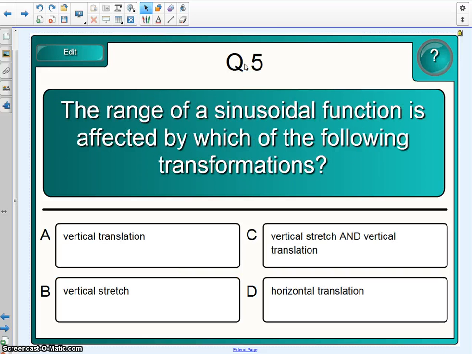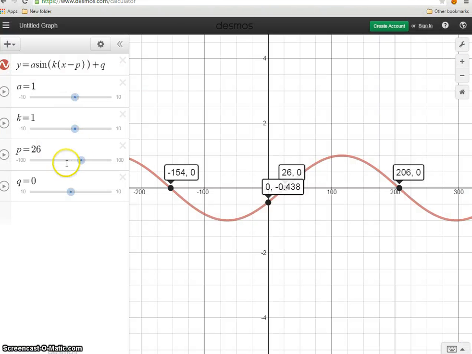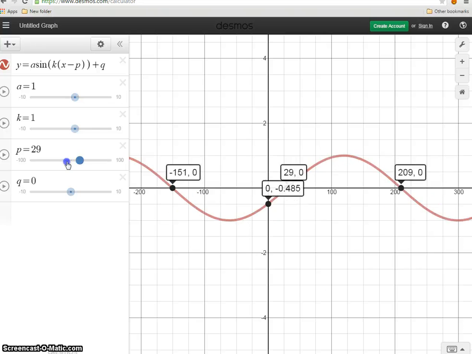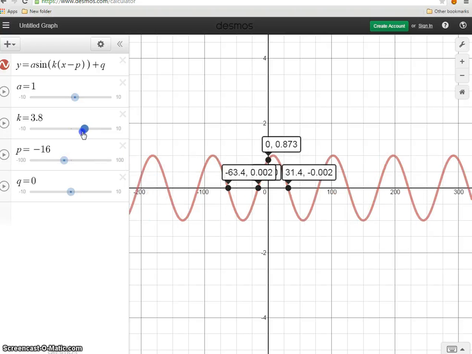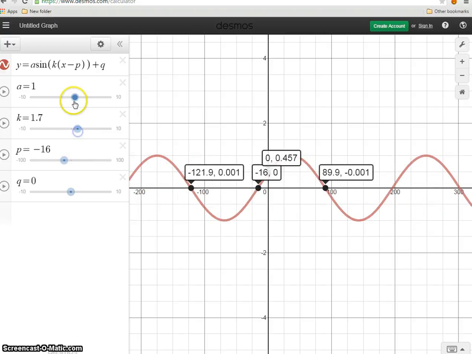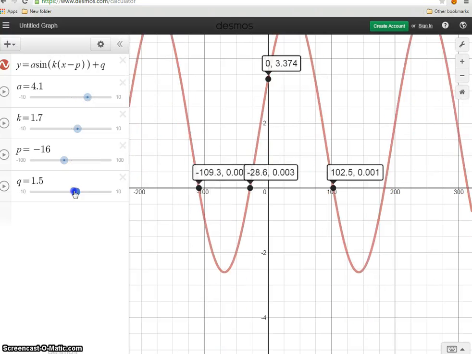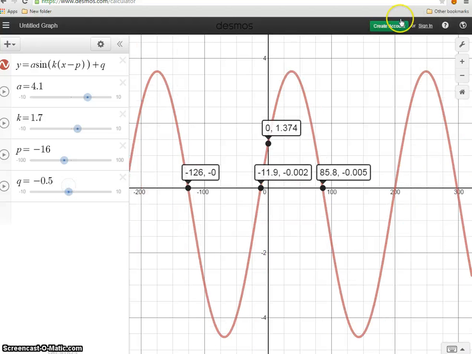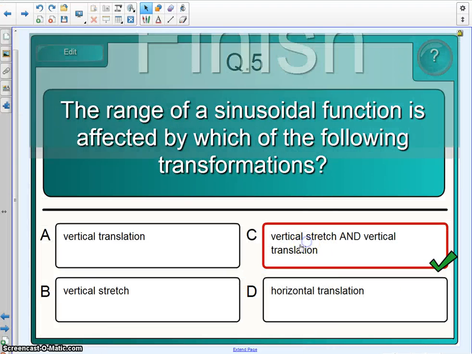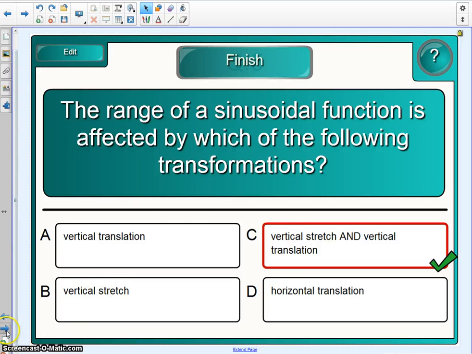Okay, and last but not least, the range. Will it be affected by a vertical translation, a vertical stretch, both, or just a horizontal shift? We're talking about the range, that's talking about the y values here. So if I do a horizontal shift, you'll see that the y values don't change. Oh sorry, that's a horizontal stretch. If I look at a vertical stretch, you'll see that the range of y values changes. And if I shift it up or down, the range of y values changes. So this is affected by both a vertical stretch and a vertical translation.